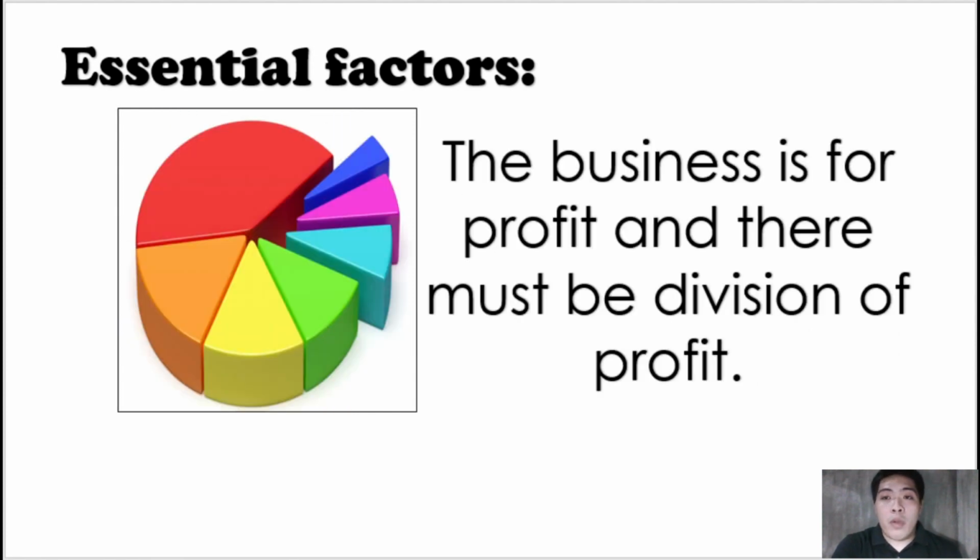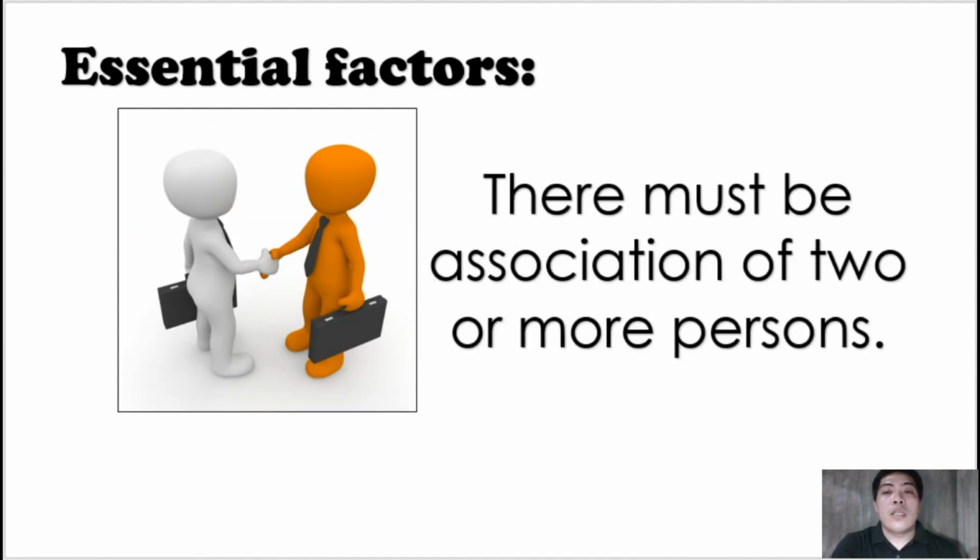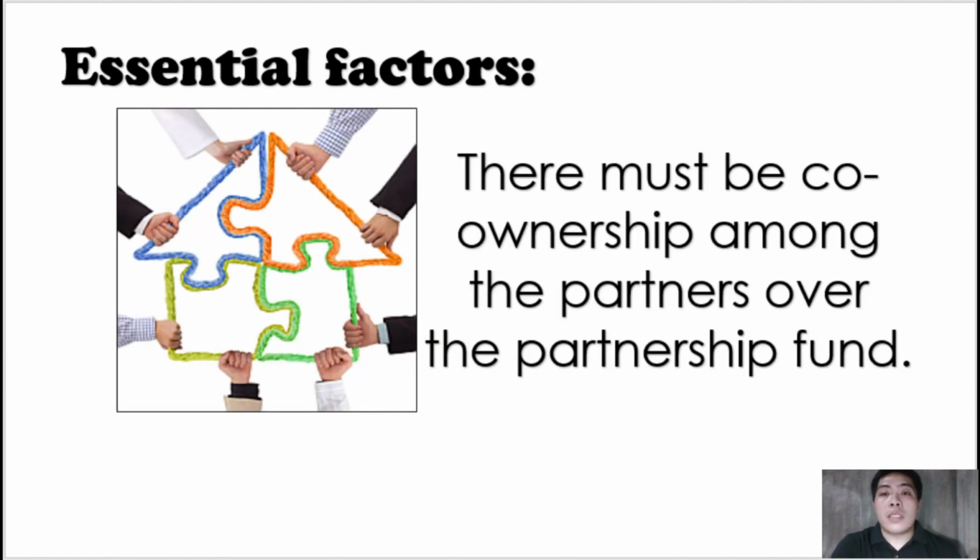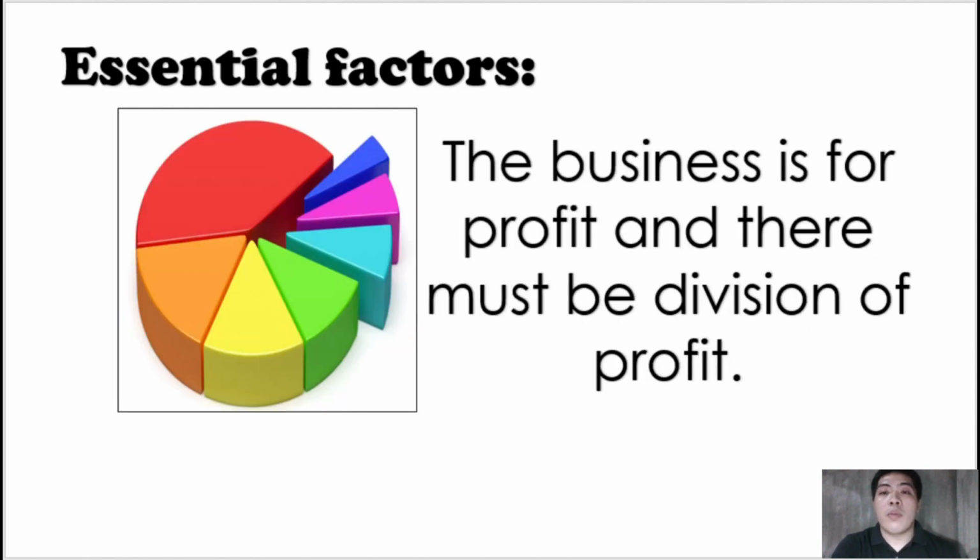Next, the business is for profit and there must be division of profit. Partnership, yung pinaka-general intention talaga niya is for profit. So, pag magkaroon ng profit, kailangan merong division of profit. Okay? To summarize, the essential factors of partnership: there must be association of two or more persons, there must be co-ownership among the partners over the partnership fund, and the business is for profit, and there must be division of profit. Okay, so that is the overview and the definition of partnership.